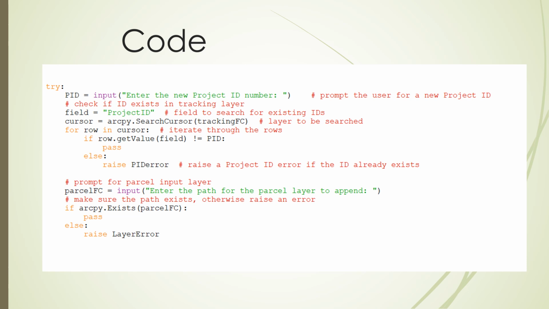So here's some of the code. Above I have the import ArcPy and I have some variables established, but the main code I've wrapped into a try except statement because first, when the user is asked to enter the project ID number, I then use a search cursor to make sure that that project ID number is unique and doesn't already exist in the feature class. If it does exist, I raise an error and the script ends. Similarly, the user is prompted for the parcel layer and path, and again, I make sure that that exists.